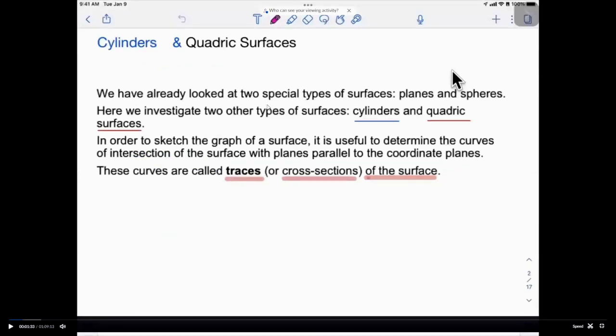Now today we're going to investigate two other types of surfaces, cylinders and quadric surfaces. In order to sketch the graph of a surface, it's useful to determine the curve that intersects the surface with a plane parallel to a coordinate plane. Those are called traces, or cross-sections of the surface. Imagine you slice it with planes parallel to the coordinate planes.